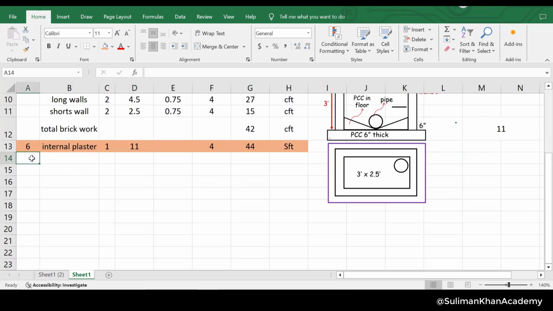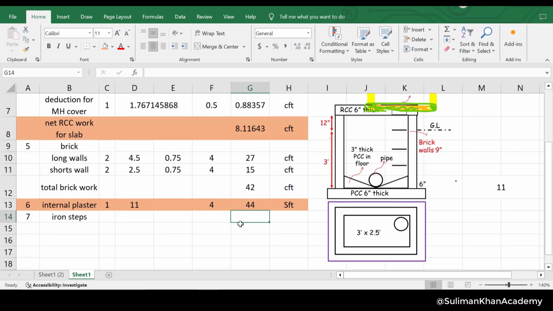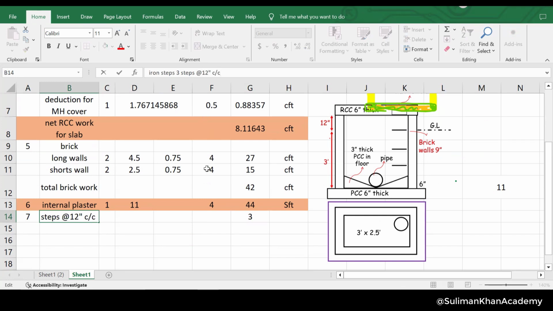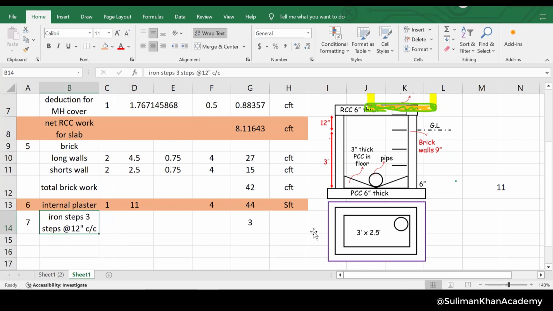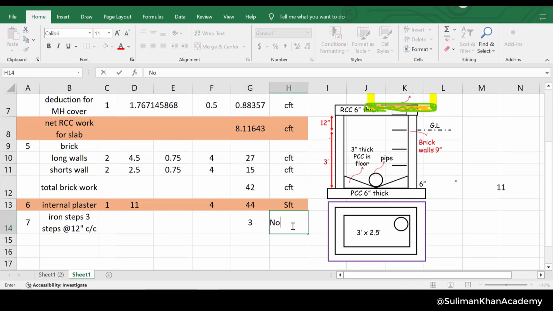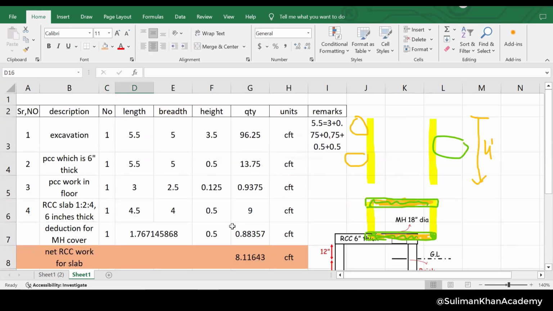Another thing, which is number 7 and the final thing, is iron steps. A direct quantity, you can see from the diagram, is maybe 3 iron steps, okay? And in the description, you can even put 3 steps at 12 inches center to center, okay? So we have 3 steps overall, and the quantity is 3. So I'm going to say numbers. All right. This is the total estimation.